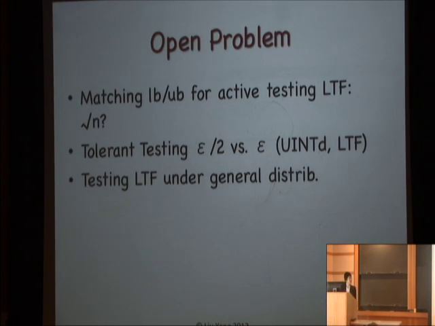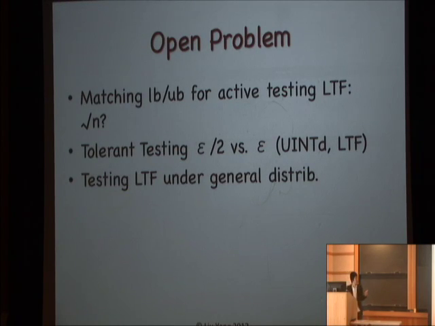Okay, so there's a lot of interesting problems in the active testing model. One question is what the query complexity is for active testing of LTFs, and we show the lower bound for passive. Right, there's a matching lower bound for passive testing LTFs. However, there's a gap. For active testing LTFs, we got lower bound n to the 1/3, and it is at most n to the 1/2. So it will be nice to close this gap.